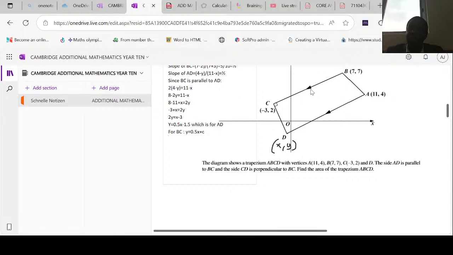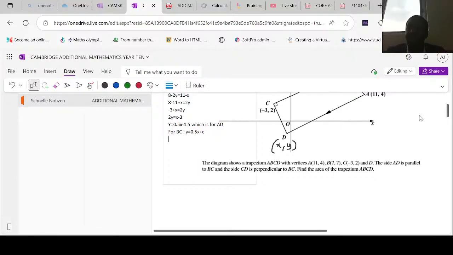Here, we can find it because we know the line is passing through two points, so we can use one of the points. The basic thing you need to know is just to understand the equation of a line and usually use it to derive further things. So one of the points BC passes through is (7,7).